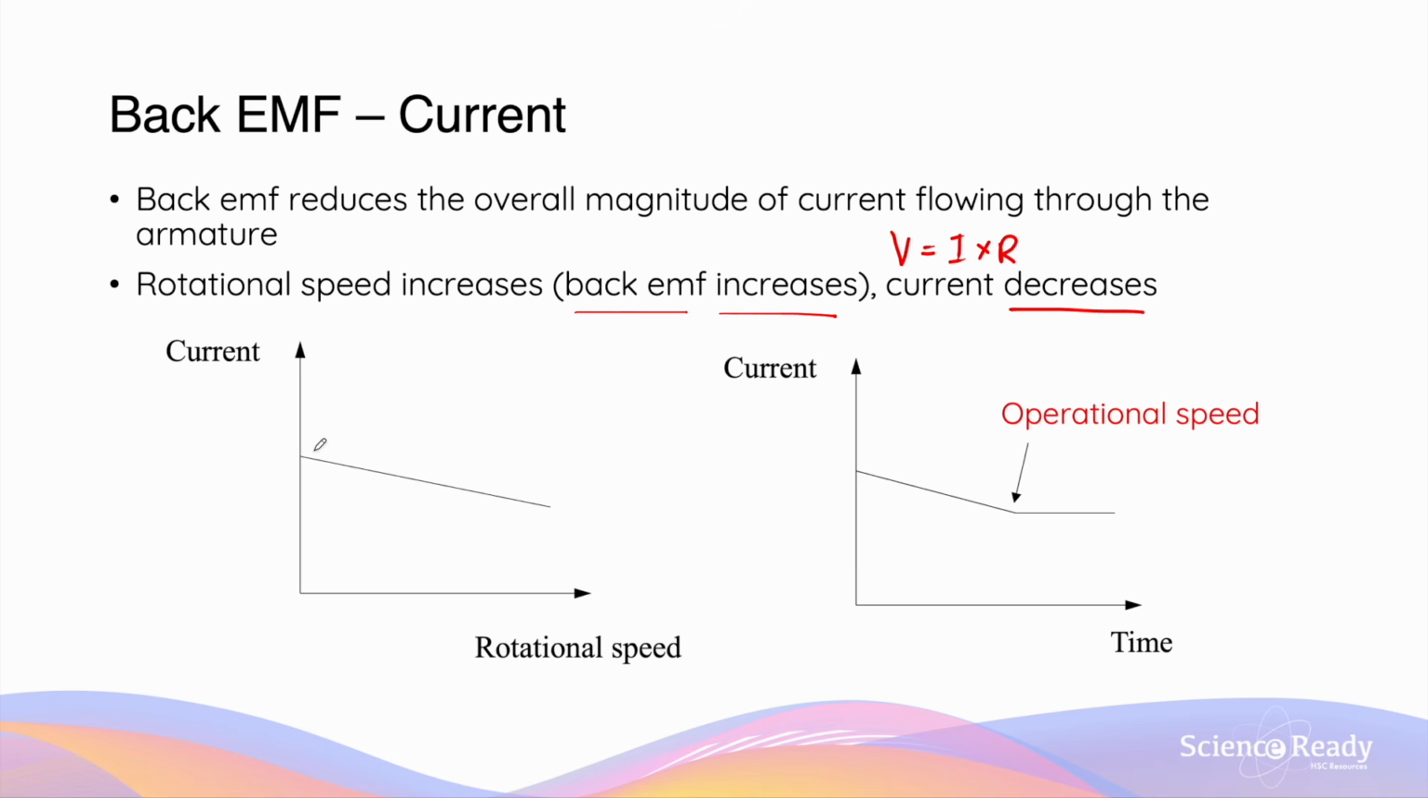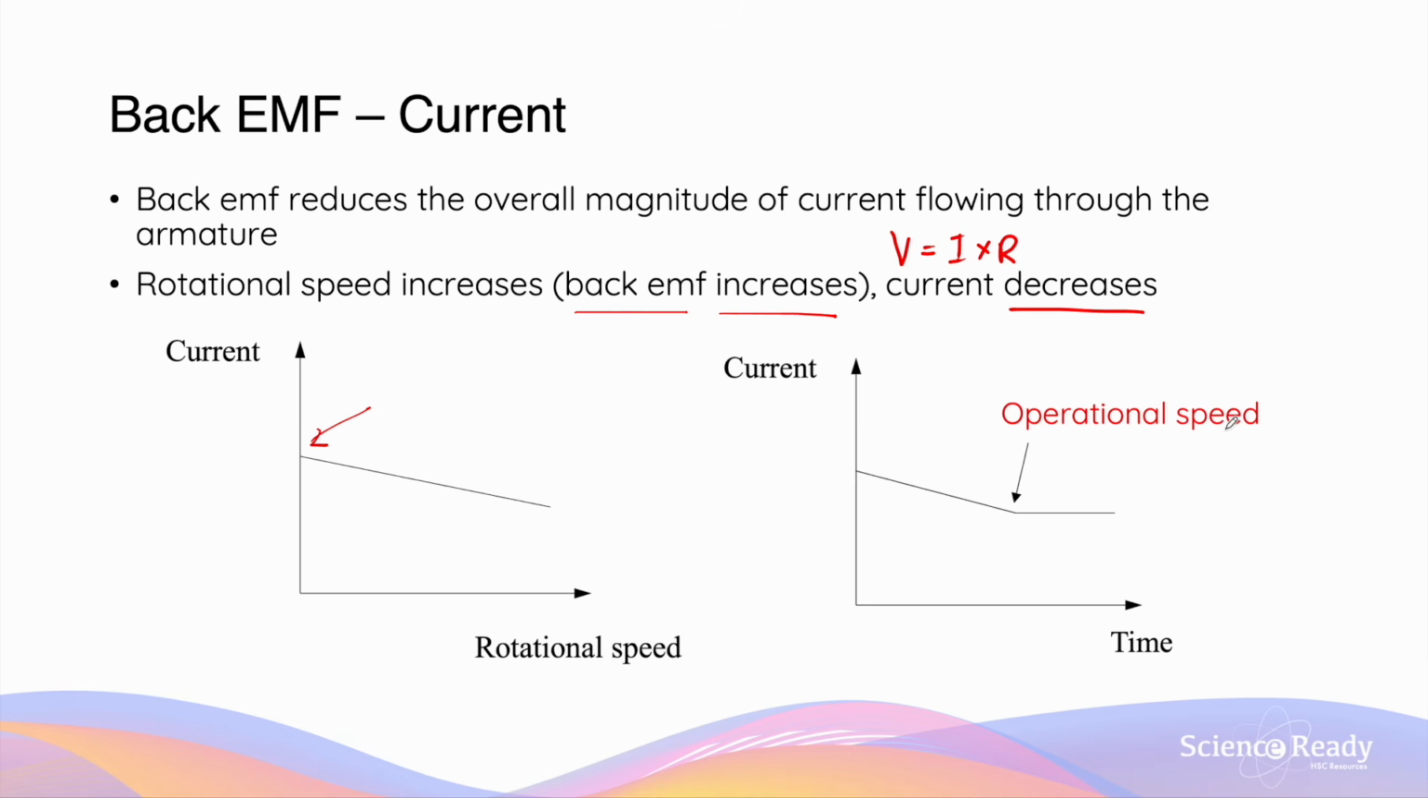So initially, when the motor has just been turned on, the current flowing through the coils will be the highest. As it starts to rotate, there will be changes in flux, which induces the back EMF, and the back EMF will reduce the current flowing through the conductor. When the motor reaches its operational speed, when the force due to the back EMF balances the force due to the motor effect, the motor will reach a constant operational speed.